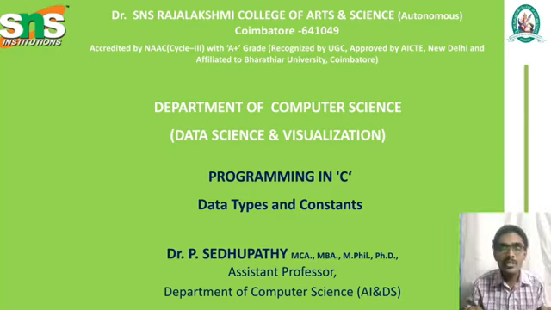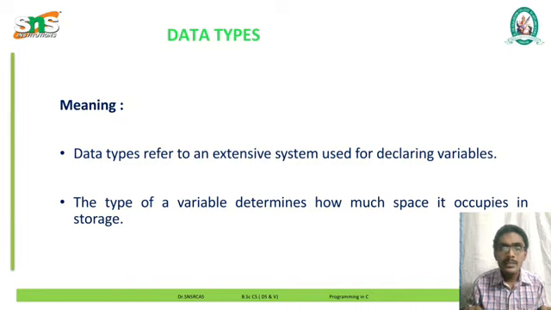Now we are going to discuss data types and constants in the C programming language. Data types refer to an extensive system used for declaring variables or functions of different types before their use. The type of a variable determines how much space it occupies in storage and how the bit pattern stored is interpreted.